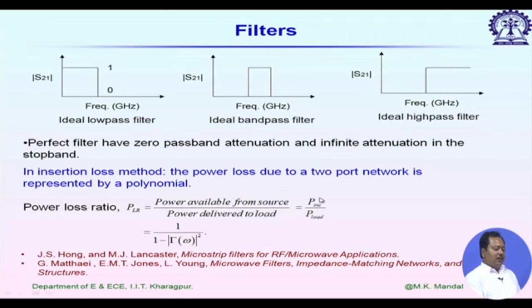If I consider normalized power values, we can take P incident equal to 1, and P load is 1 minus magnitude of gamma of omega squared. Here gamma is the reflection coefficient, and 1 minus gamma of omega squared represents the power delivered to the load. Now, in this method we change the input impedance so that it becomes a function of frequency, varying according to our requirement.